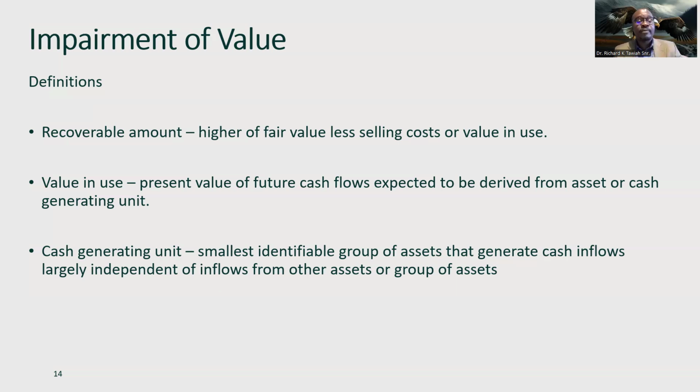That will give you the recoverable amount, the higher of that. And compare the recoverable amount to your carrying amount, or sometimes we say net book value. And then you check whether it is impaired or not. Now, we also have what we call the CGU, cash generating unit.